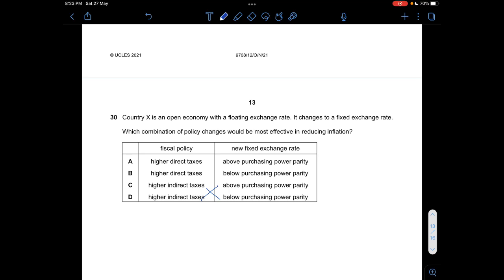which means that it must be above the purchasing power that consumers have in order to reduce their chances of actually purchasing more goods. If it's below purchasing power parity, their purchasing power will be high. So it has to be above the purchasing power parity. So answer is A. Alright, so this is the end of this paper.